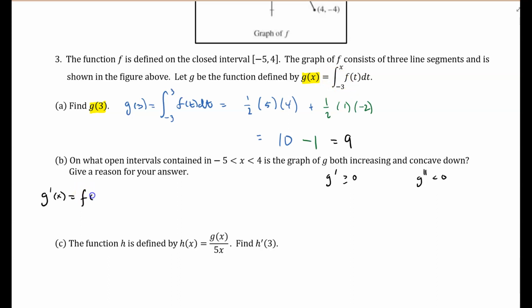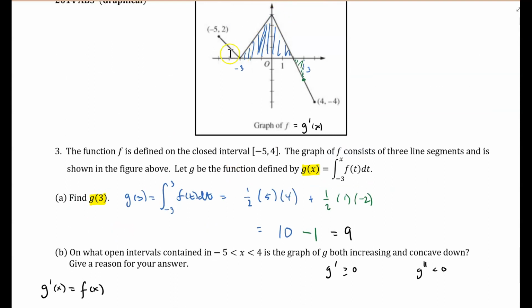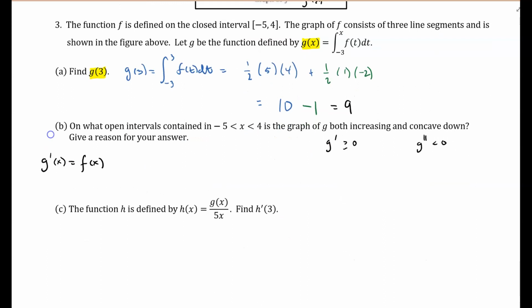So g prime of x is equal to f of x. Now, when they say f of x is g prime of x, I like to go up here and say, what you're looking at is g prime of x. That graph is also g prime of x. So right away, I can look at this graph and ask, where is it greater than or equal to 0? Well, all of this region. G prime is bigger than 0 here, bigger than 0 here, and then equal to 0 finally at these 2 points. Okay, so on those intervals, I got that.